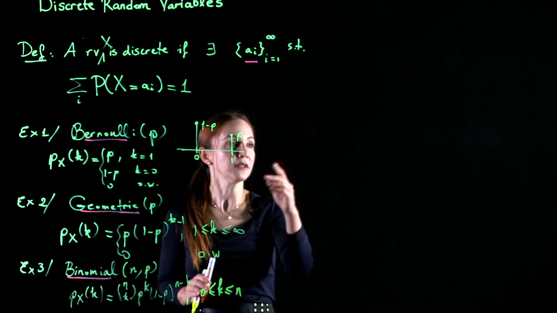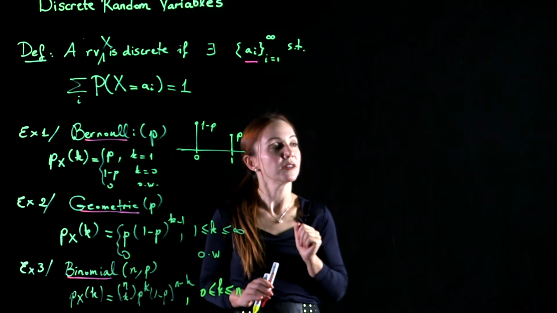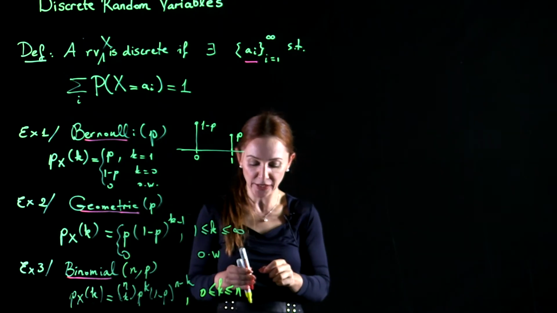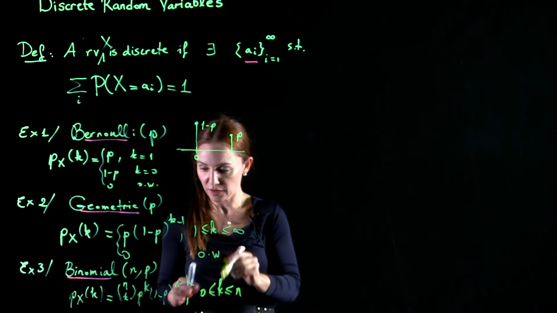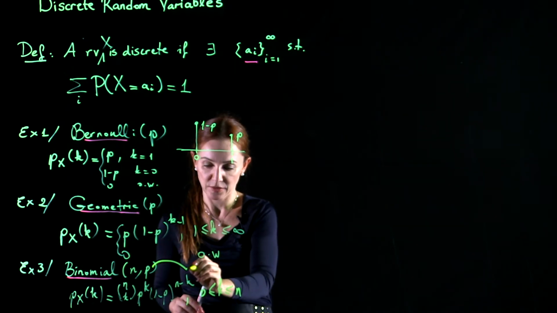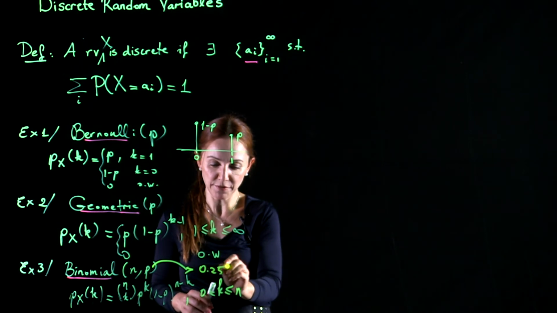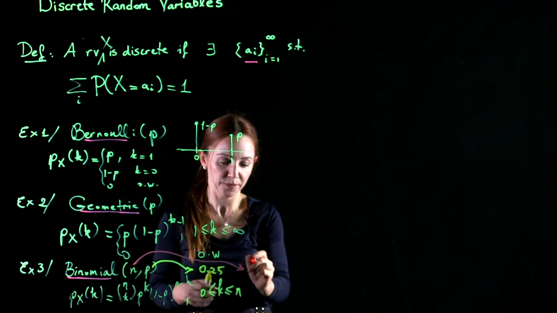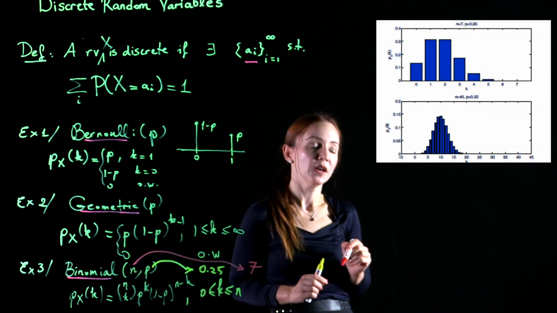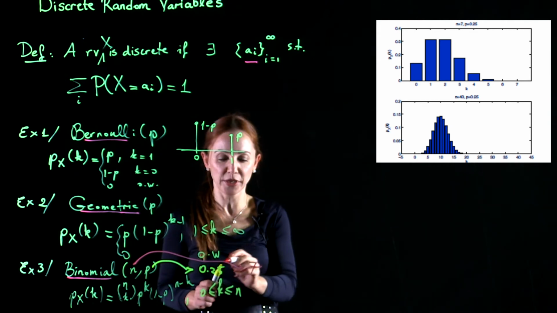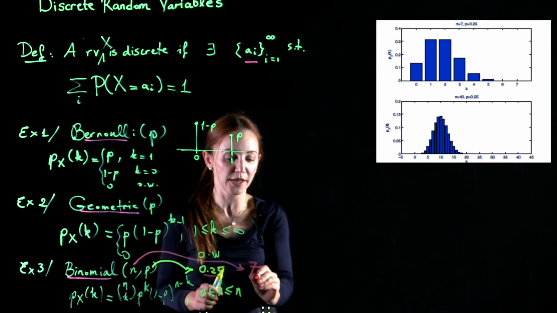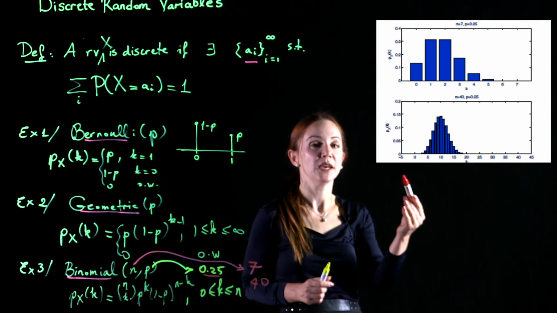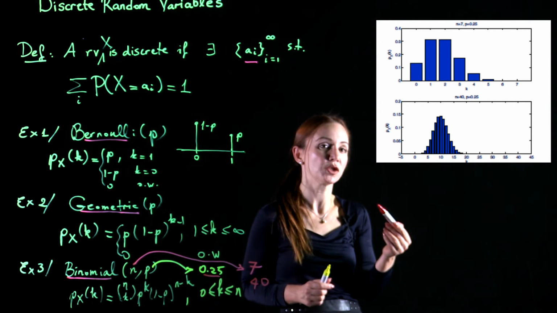On the right, you see a plot of the binomial distribution where p equals 0.25 and n equals 7 on the top plot. And on the bottom plot, again, p equals 0.25, but n equals 40. You see how when the number of trials is increased, the distribution becomes smoother.